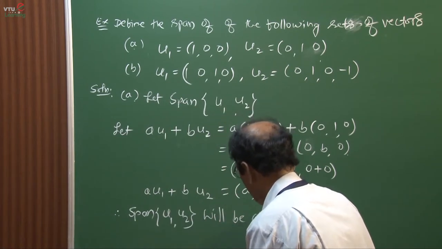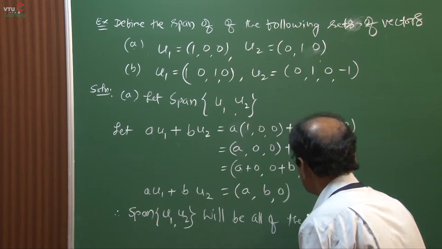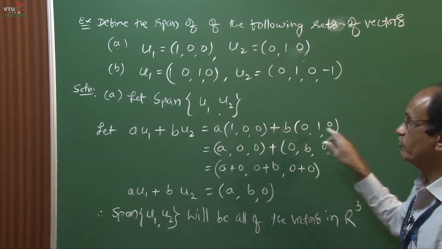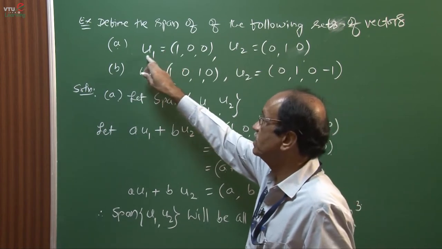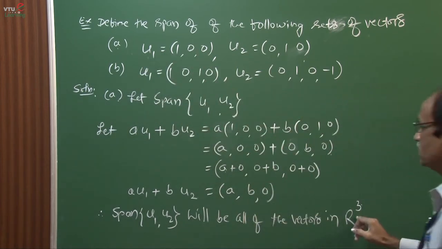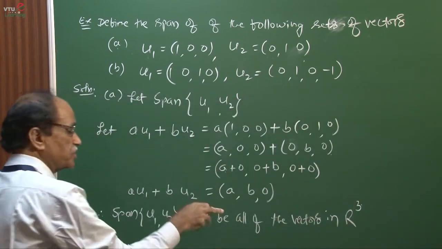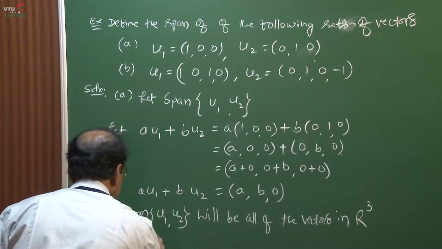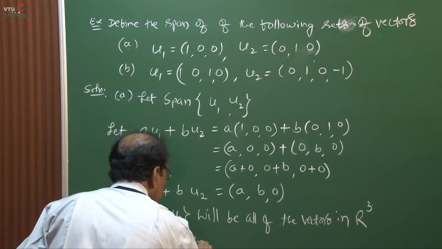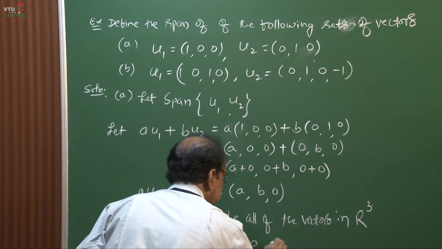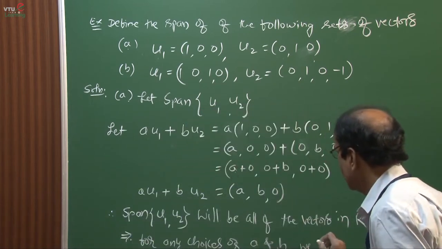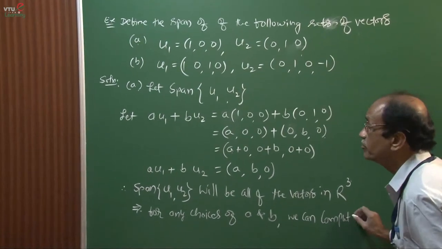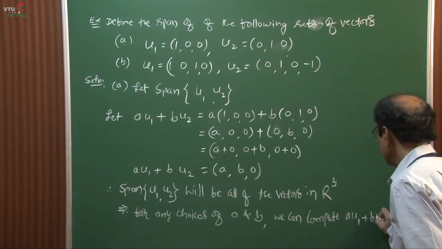Therefore, the span of u1, u2 will be all of the vectors in R³, that is, vectors with 3 values. That means the region for the first vector u1 with 3 values, that is R to the power 3, we can define. So that implies, for any choices of A and B, we can compute A into u1 plus B into u2.